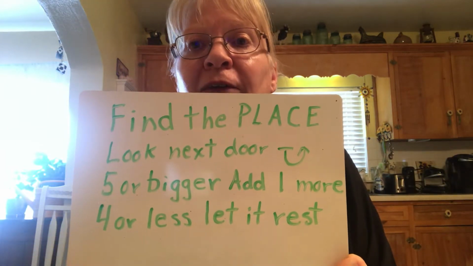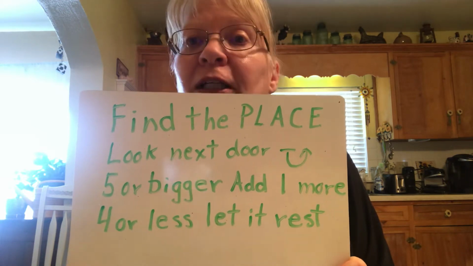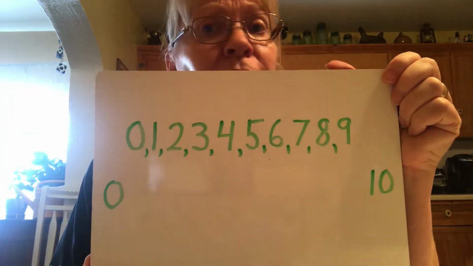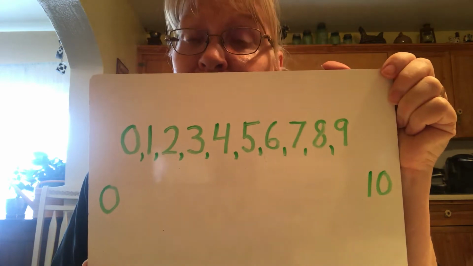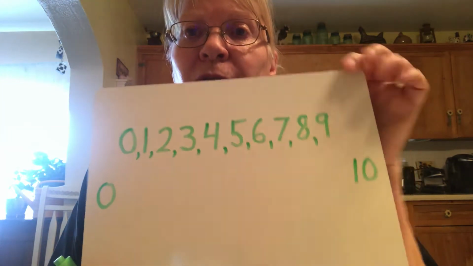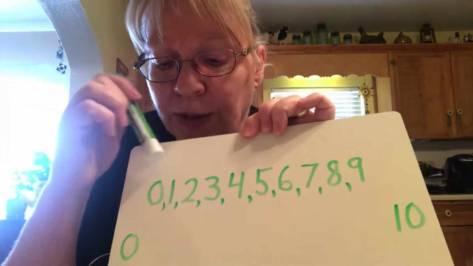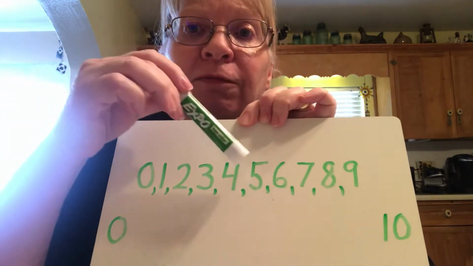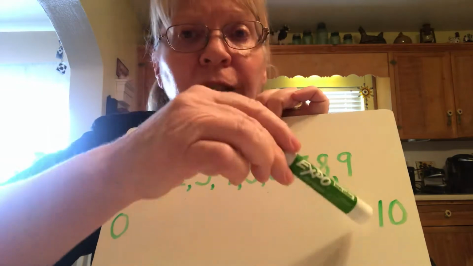There's another rhyme, which I don't have in our room, that says, find the place, look next door, 5 or bigger, add 1 more. 4 or less, let it rest. Let me show you something else. When we write a number, it can end in either 0, 1, 2, 3, 4, 5, 6, 7, 8, 9. If your number ends in anything from 0, 1, 2, 3, 4, then it goes with the lower number. If it ends in 5, 6, 7, 8, or 9, it goes with the higher number.